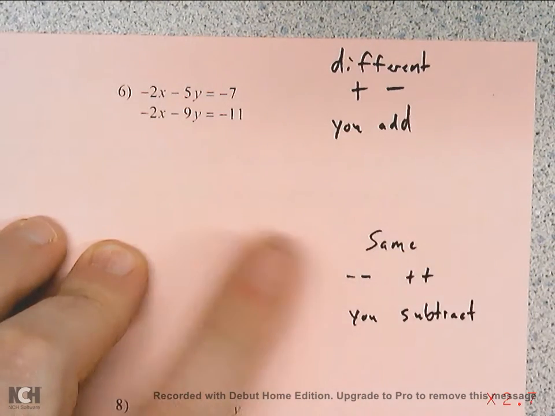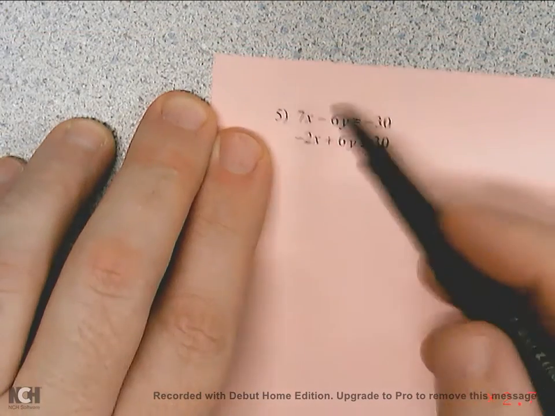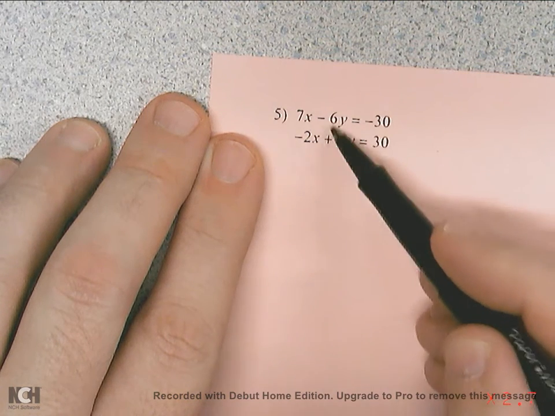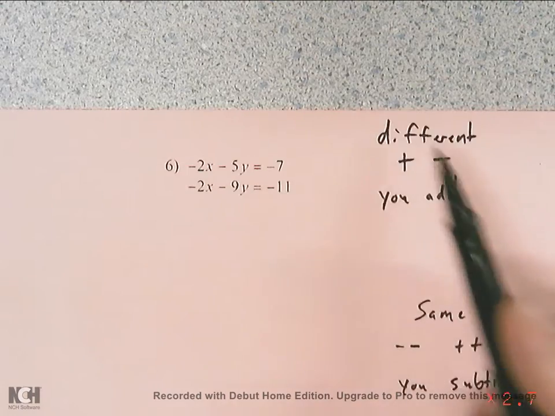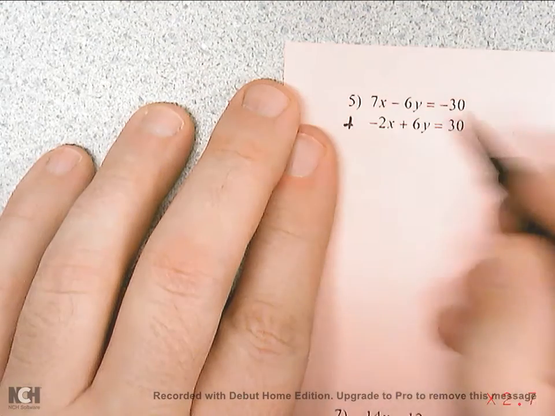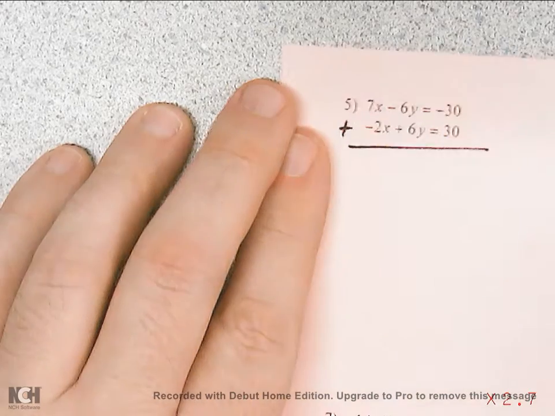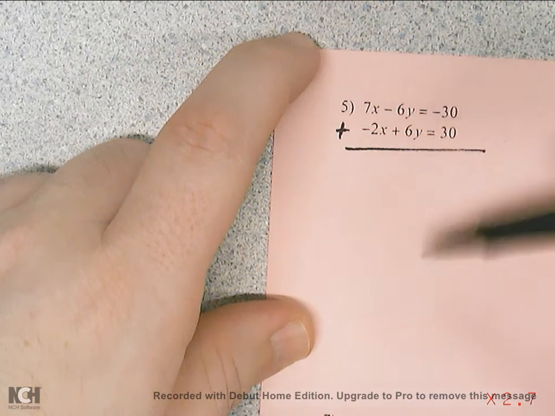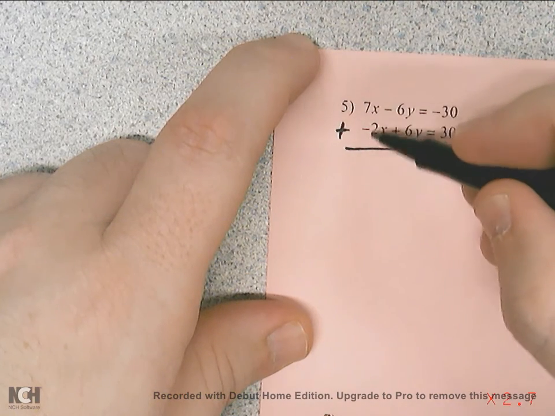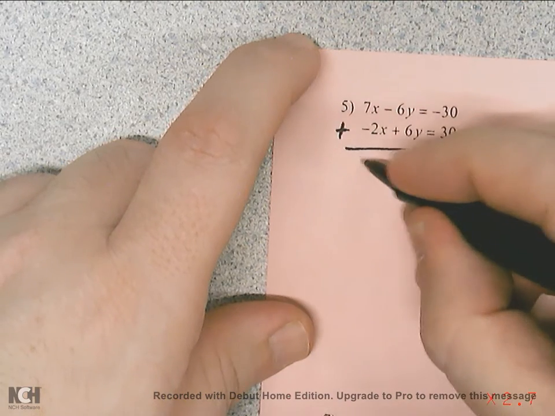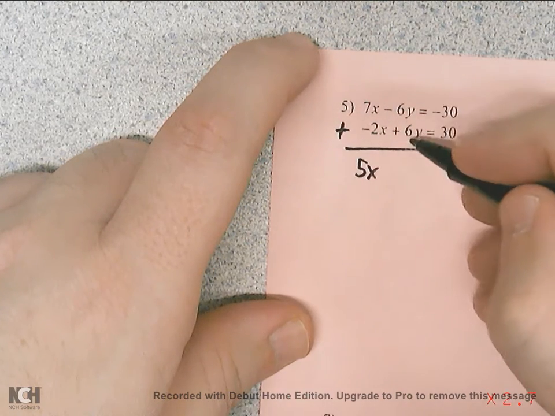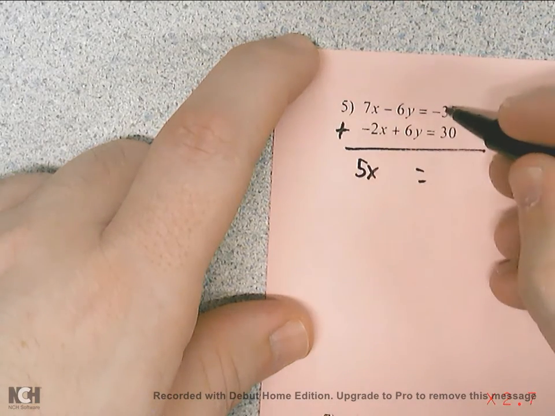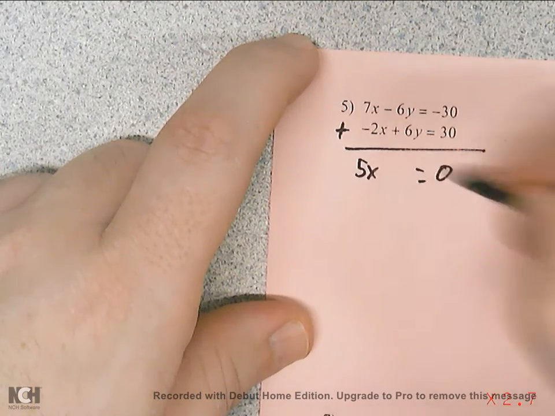Okay? So for example, looking at this problem, the two numbers are the same, so they have different signs, which means I'm going to add. So I'm going to combine these two equations, and it's basically what you did in elementary school where you combined or added straight up and down, right? So 7x plus negative 2x is going to be 5x. Negative 6 plus 6 is 0, so it's gone. The y's are gone, they're out of the way. And then negative 30 plus 30 is also 0.